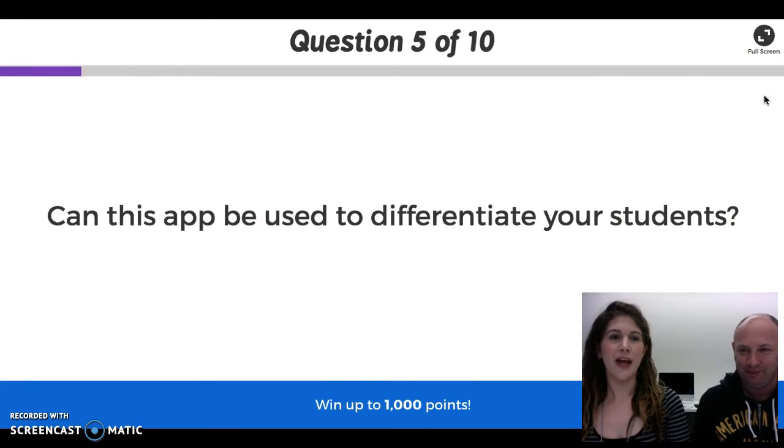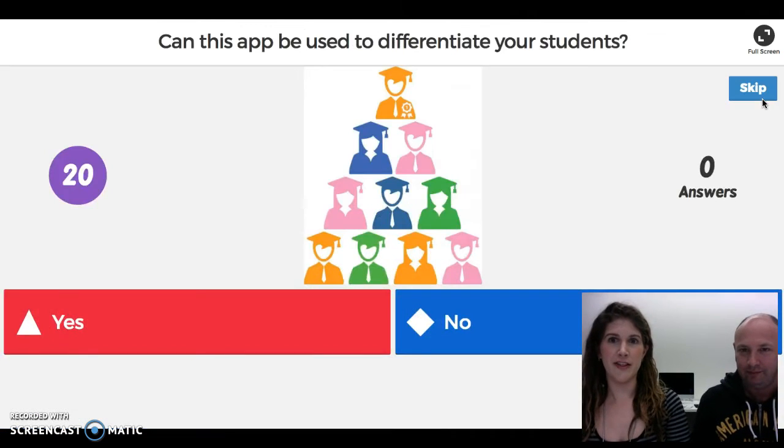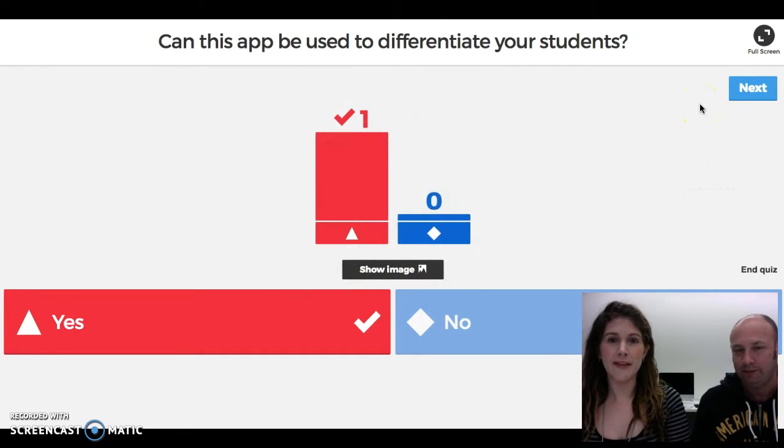Not bad. Now, can this app be used to differentiate your students? So we've got to look at the pedagogy of this app. Yes, it can. It ranks. You can elect to not have the point system, so it doesn't matter how fast or slow you are, but Year 9s love bloodthirsty, cutthroat competition. So keep it.